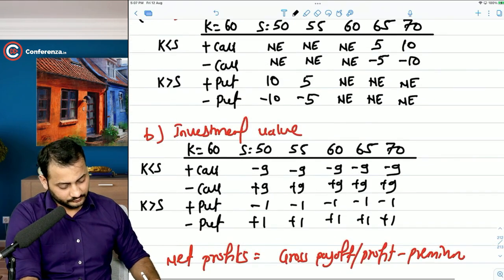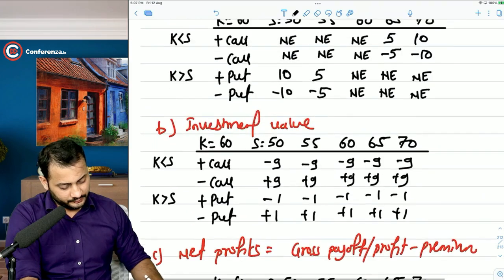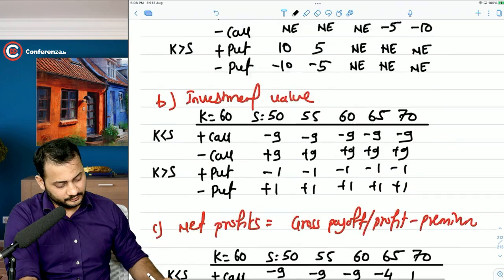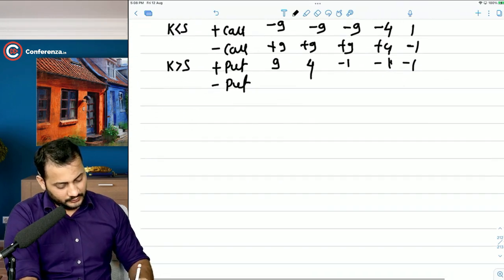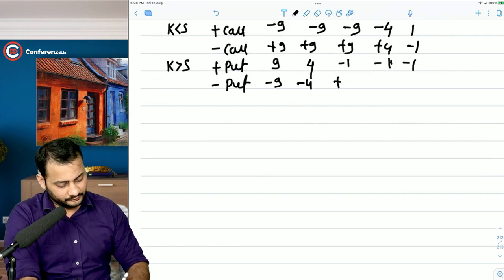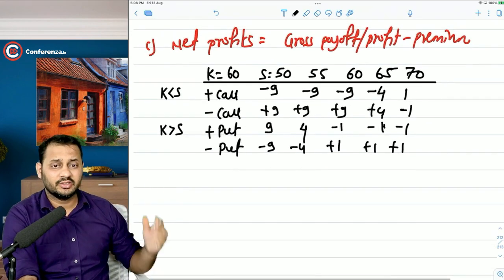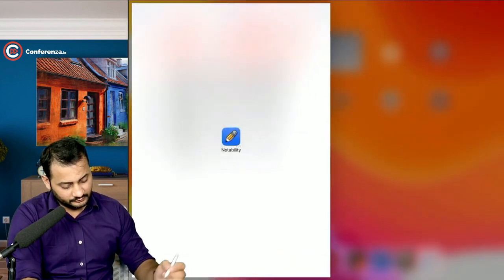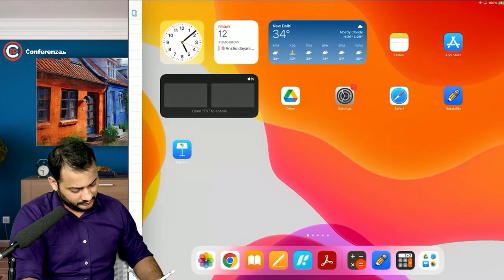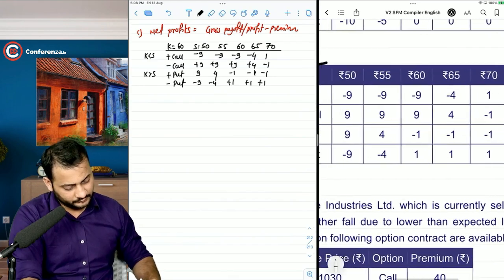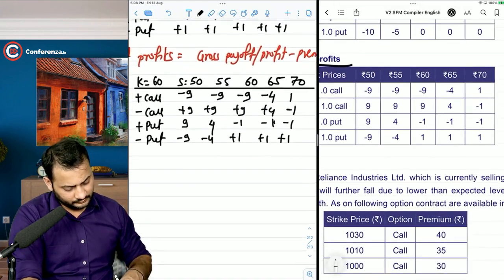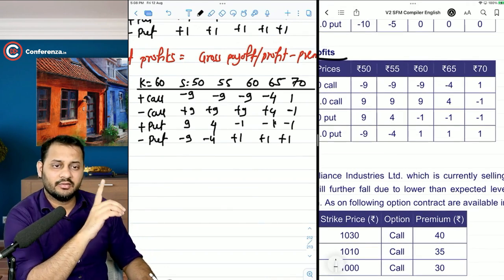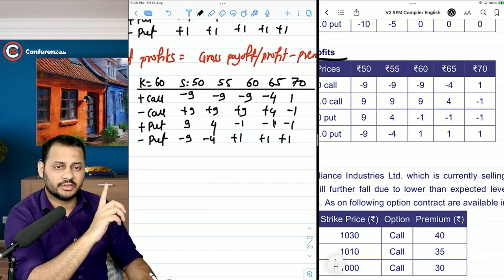So 9, 5 minus 1, 4. Then minus 1, minus 1, minus 1. Minus 9, minus 4, plus 1. Plus 1, plus 1. This is nothing but the net profit, sir, at all points. So you can just cross-check your answer with this one. See, minus 9, minus 9, minus 9, minus 4, 1, then 9, 9, 9, 4, minus 1, 9, 9, 9, 4, minus 1, 9, 4, minus 1, minus 1, minus 1, minus 9.